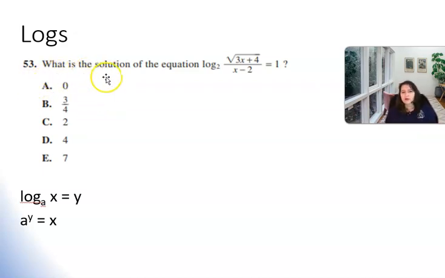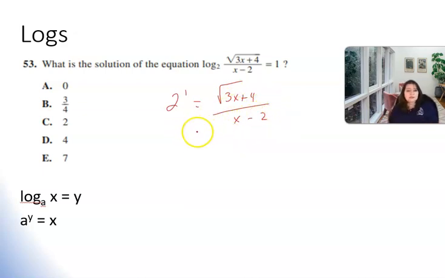It says here, what is the solution for this equation? And what we want to make sure we understand is that this a here, the base, is to the power of y, so that would be like 2 to the power of 1. So we would then have 2 to the power of 1 would equal this square root of 3x plus 4 all over x minus 2. This is huge because now we have a problem that we can solve.